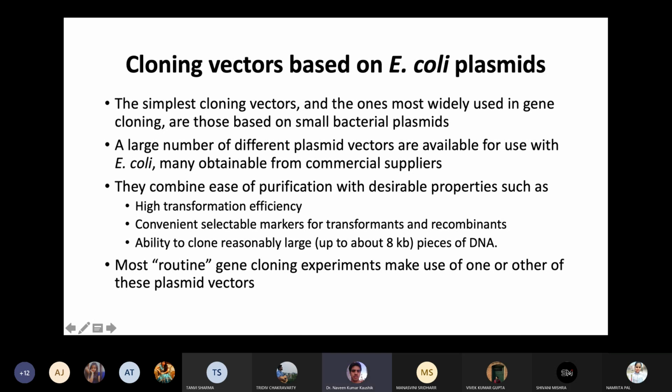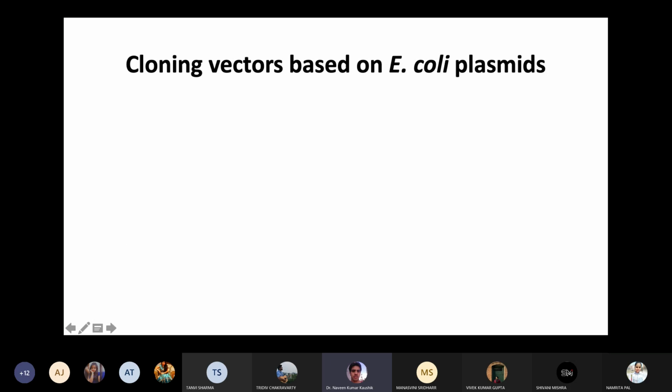Okay, so as I mentioned, these plasmid vectors are going to be the routine vectors. Whenever you come to any lab and start any work in molecular biology, you will start with a plasmid vector. So these are simply routinely used vectors.